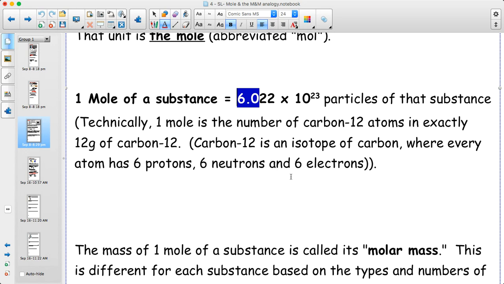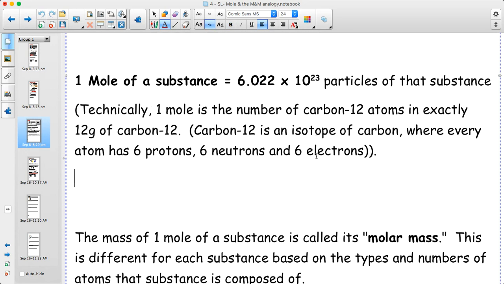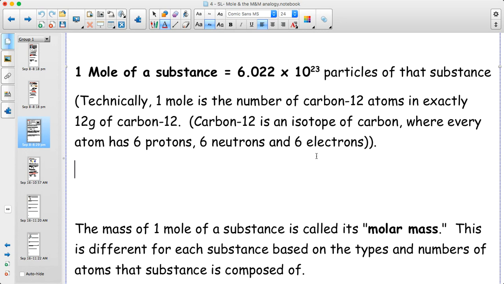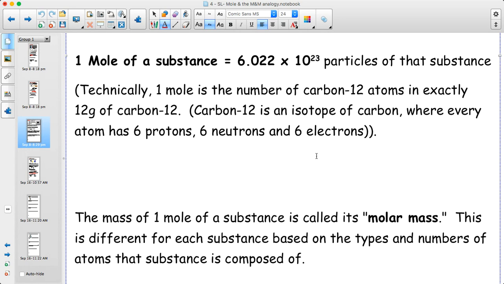Technically, a mole is defined as the number of carbon-12 atoms in exactly 12 grams of carbon-12. Carbon-12 being a particular isotope of carbon that has 6 protons, 6 neutrons, and 6 electrons. So that's like the standard for this number.